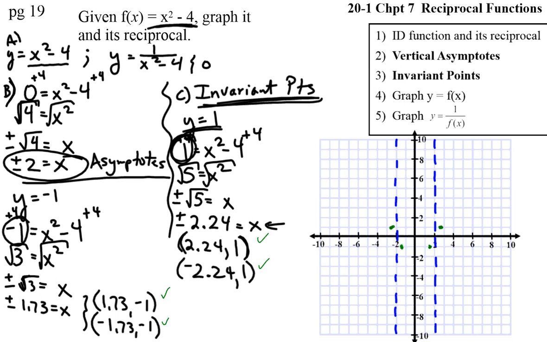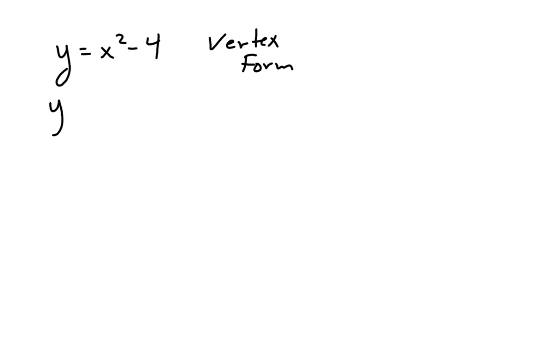Our last step, D, is I want to graph the 2 functions. The last thing to do is graph y equals x squared minus 4. How would I graph y equals x squared minus 4? If I have y equals x squared minus 4, vertex form helps. So we have to use vertex form again. What do I do for vertex form? In this case, x squared minus 4, there's my form.